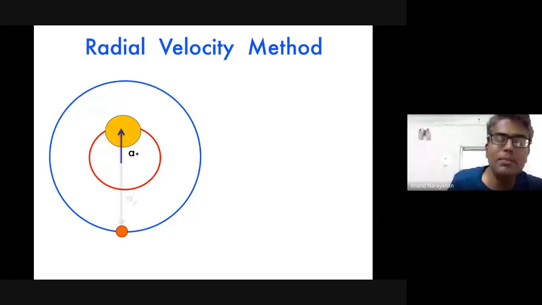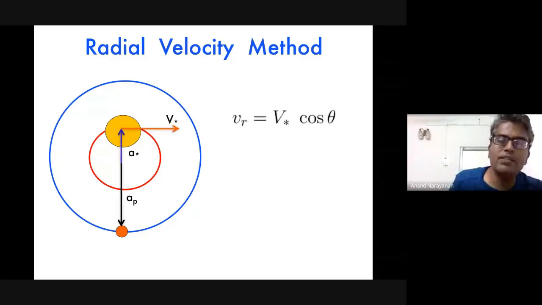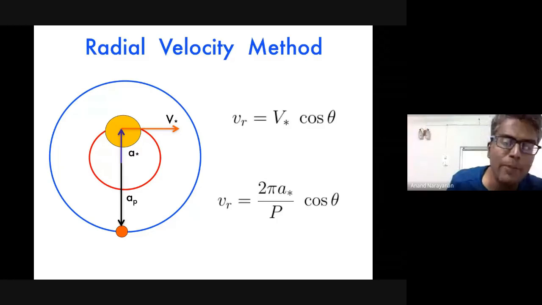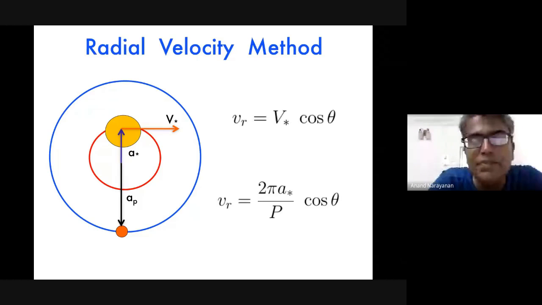If A star is the distance of the star from the center of mass and AP is the distance of the planet from the center of mass, then VR is equal to V star cos theta, and so VR can be written as 2 pi A star by P cos theta, where 2 pi A star is the circumference of the star's orbit around the center of mass, and P is the time it takes for the star to go once around the center of mass. So 2 pi A star by P is nothing but velocity, which is the distance traveled divided by the time taken for covering that distance.